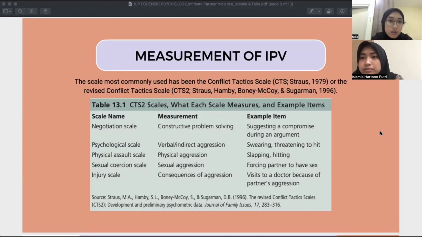There is also the sexual coercion scale, which measures sexual aggression, and the example item is forcing a partner to have sex. And then there is also the injury scale, which measures consequences of aggression. The example item is visits to a doctor because of a partner's aggression.